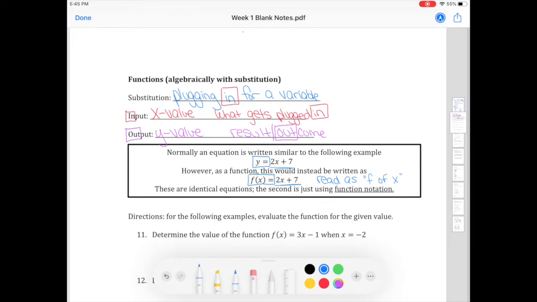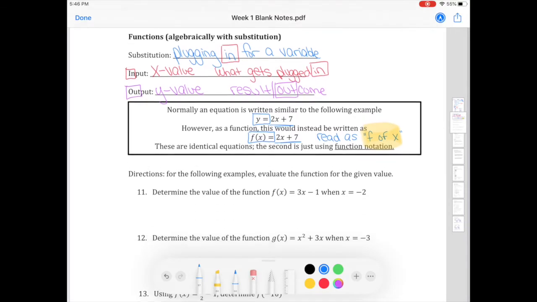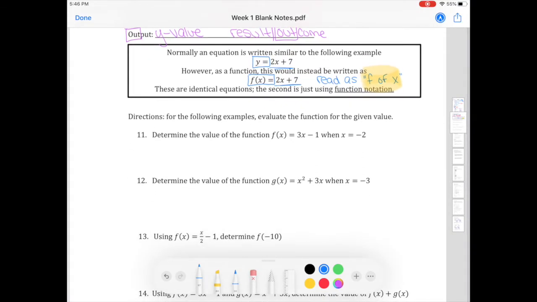So these are identical equations. The second one's written in function notation, that f of x idea that we just wrote about over here. Instead of y equals, it's written as f of x equals. Why, you might ask? We're about to get into that now. It's really not a significant answer. I wish I had something better for you, but that's why this is one of my least favorite things to teach.